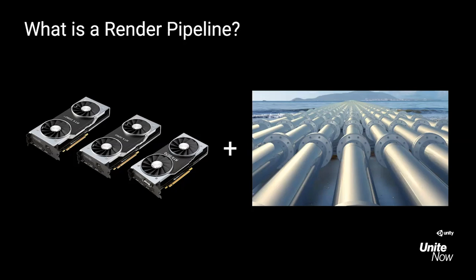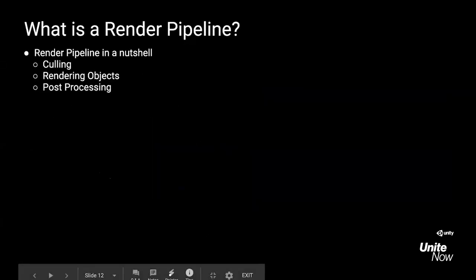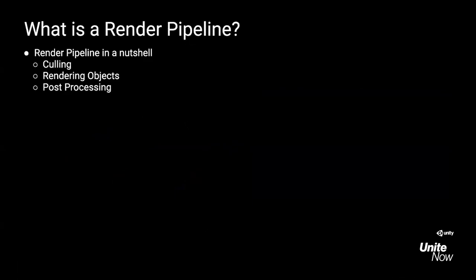You know, what is this thing? It's kind of abstract. So I want to take a moment here to demystify that. If you joined us in the Universal Render Pipeline session, this is going to be very familiar, but it's worth level setting here. So render pipeline, it's not a bunch of GPUs and pipelines, but it's actually just the process in which Unity takes to render your scene.